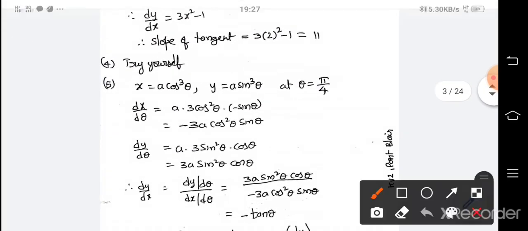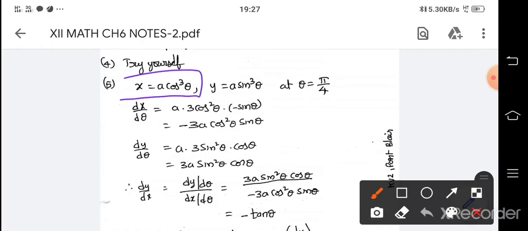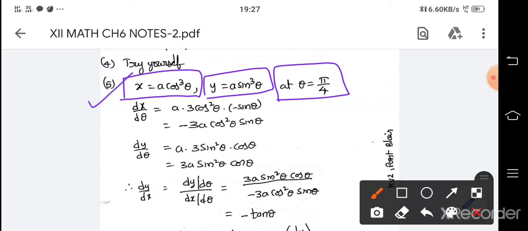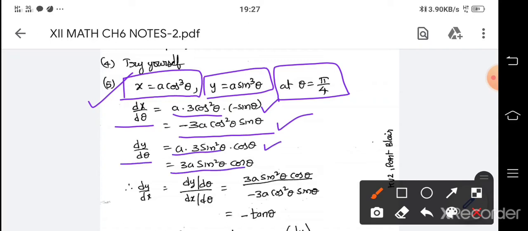You see, they are giving parametric form. x is equal to a cos cube theta, y is equal to a sin cube theta. At theta is equal to pi by 4, find out the slope of the tangent and normal if they ask you. So first find out dx by d theta, which is a into 3 cos square theta into minus sin theta, minus 3a cos square theta sin theta.